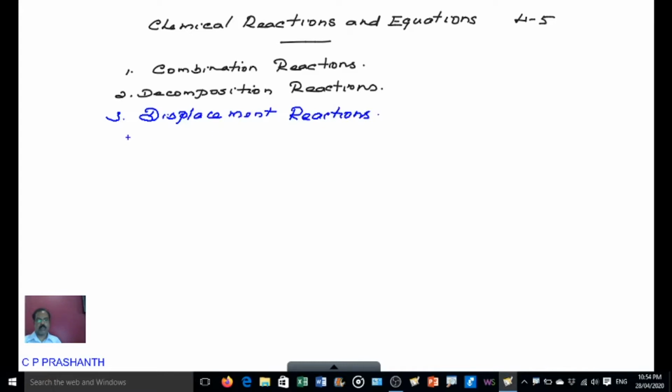But before we start discussing these two, displacement and double displacement reactions, we will be discussing a few more points about the combination and decomposition reactions.